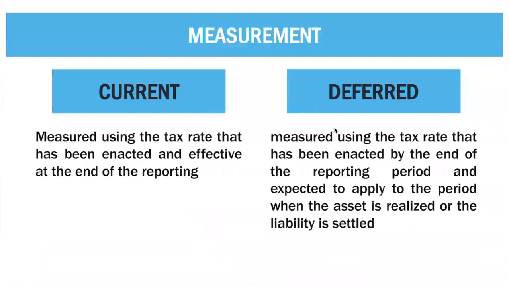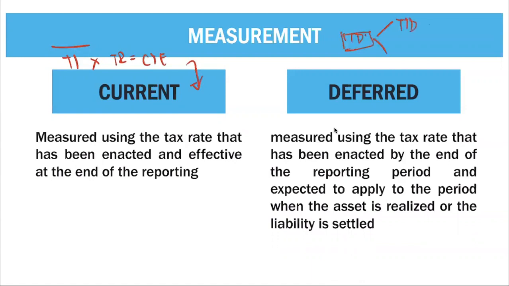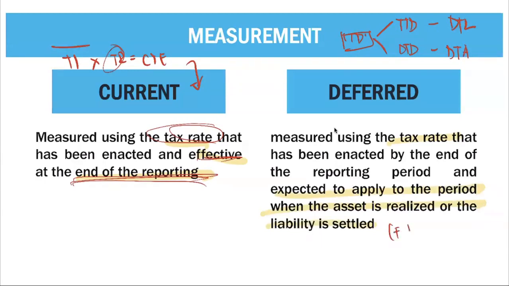So how do we measure your current tax expense and your deferred tax expense? A while back, we said that once you get your taxable income multiplied by your tax rate, we have your current tax expense. But based on your temporary differences, if that is a taxable temporary difference or a deductible temporary difference, we have either your deferred tax asset or deferred tax liability. For the current tax, just take note, use the tax rate that is effective at the end of the reporting period, while your deferred taxes are computed using a tax rate which is expected to apply to the period when the asset is realized or the liability is settled. So this is based on your future tax rate.